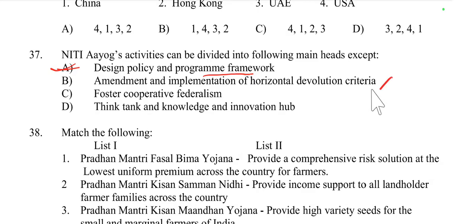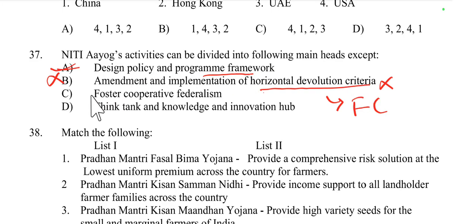devolution criteria. No, it doesn't implement horizontal devolution criteria. Niti Aayog doesn't deal with the amendment because this responsibility lies with the Finance Commission. So horizontal devolution criteria, this responsibility lies in the Finance Commission, which determines the formula for the distribution of financial resources between the center and state government. So option number B is incorrect.